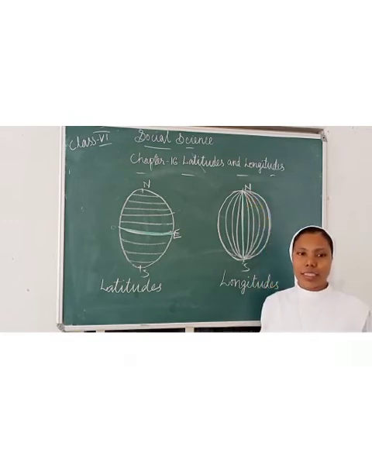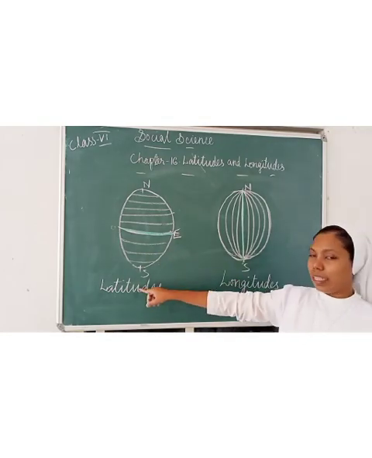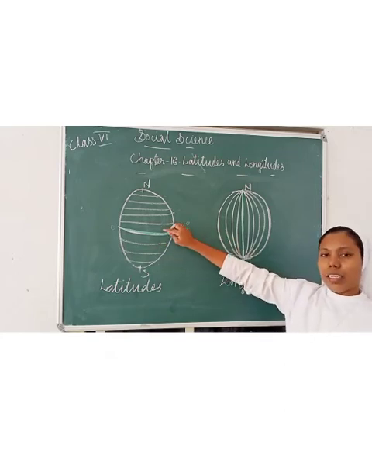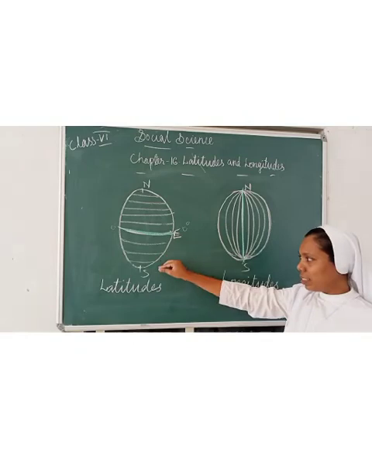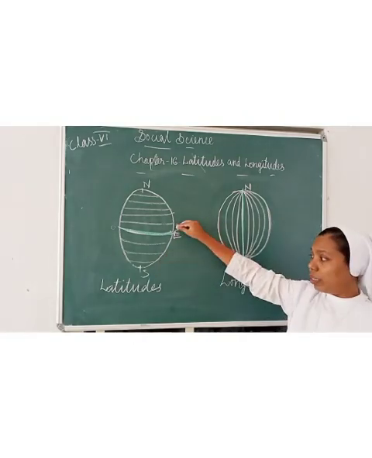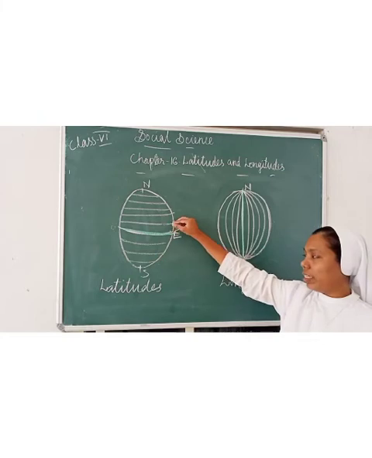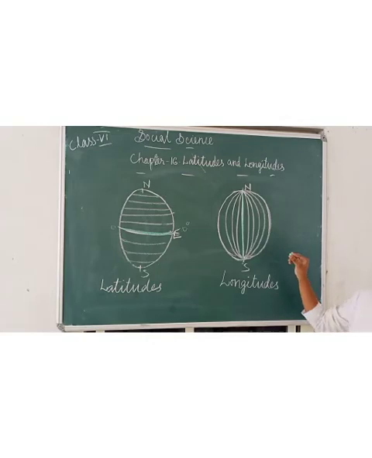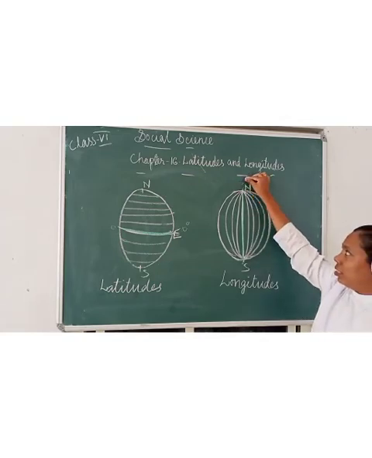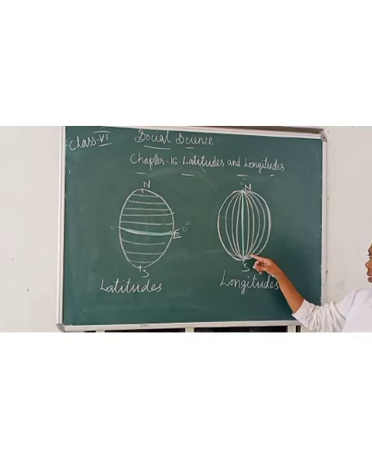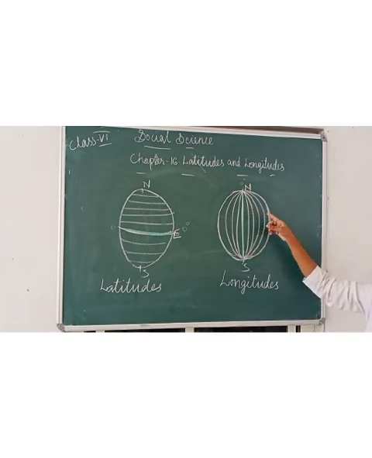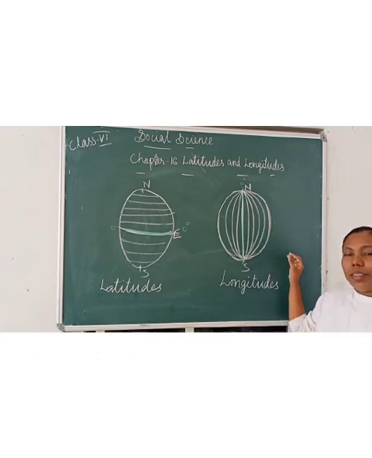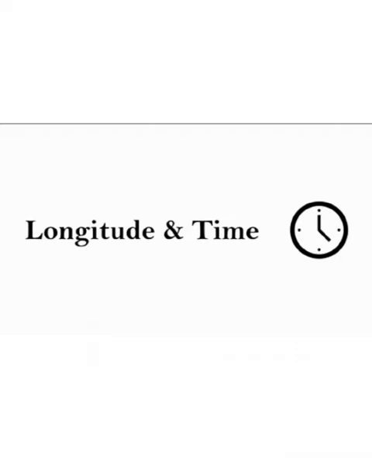And here again we can see the equator is numbered 0 degree for latitude, with 90 degrees north and 90 degrees south, so the total comes to 180 degrees. For the longitude, the prime meridian is 0 degree, with 180 east and 180 west, and the total comes to 360.